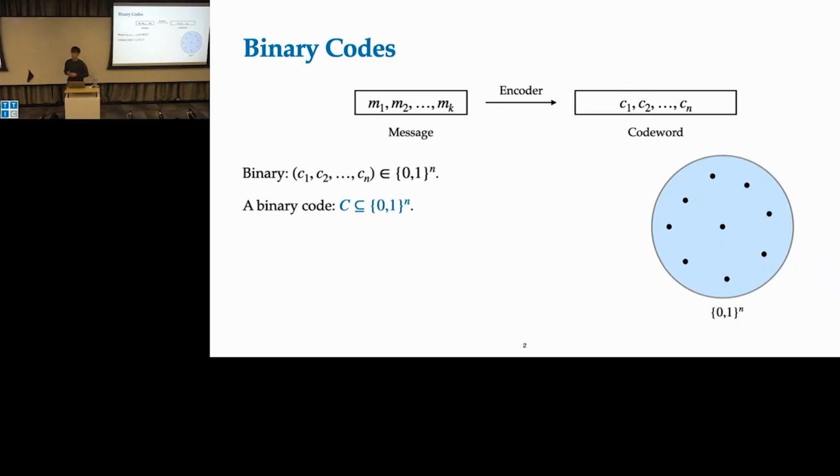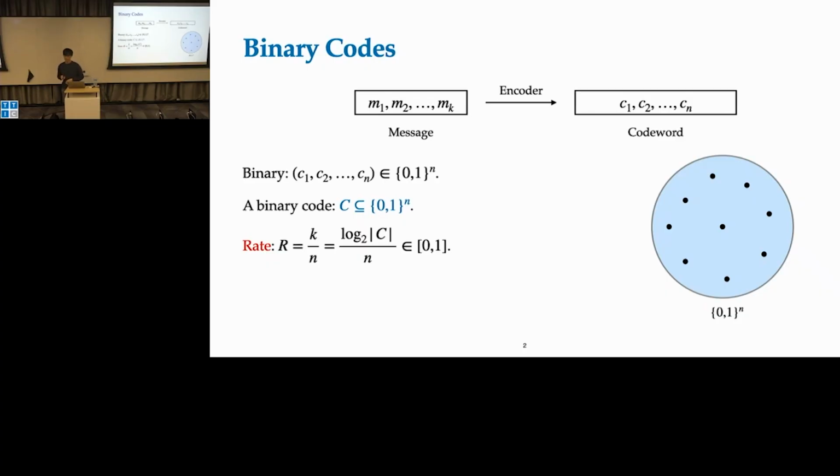Now there are two main parameters of a code. The first one is the rate. This is defined to be k over n, which equals log |C| over n. This is a number between 0 and 1, and it tells us how large our code word needs to be. We want this rate to be the larger the better, because a larger rate means smaller n, which means we're using fewer bits to encode a message. So it's more efficient.